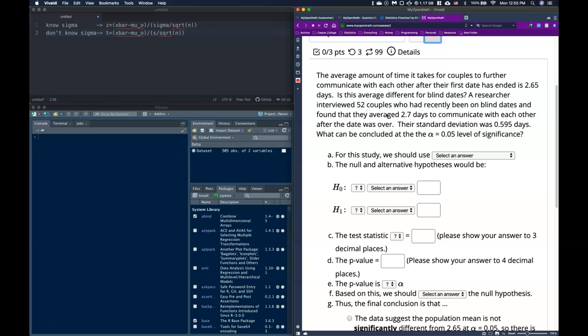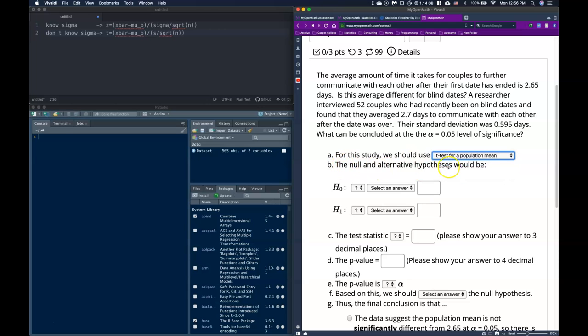Okay, so let's start off with what equation that we should use. The first question is, do we know sigma or not? Now up here, we don't know the population standard deviation. It tells us that their standard deviation was 0.595, but that's from the sample. So because of that, we want this t-test for a population mean. So let's grab that guy.